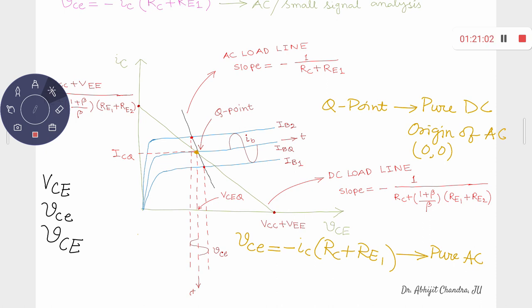That was the slope for the DC load line, right? Minus, because if you look from that side, that will give you the notation of minus. From this side, that will give you the notation of the absolute value. What was the slope? 1 upon RC plus this entire thing. This time, you have 1 upon RC plus RE1 only.